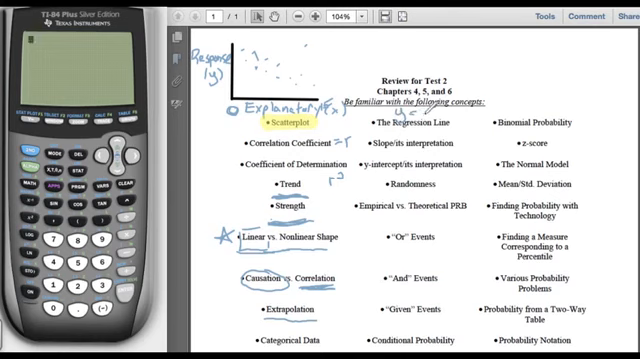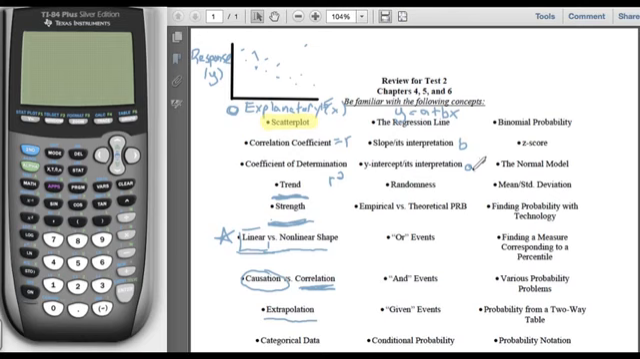The regression line had the form y equals a plus bx. The slope is b. The y-intercept is the a. For the slope, its interpretation is how much we predict the response variable will increase or decrease by as the x goes up by 1. The y-intercept is our prediction for the y when x is 0.